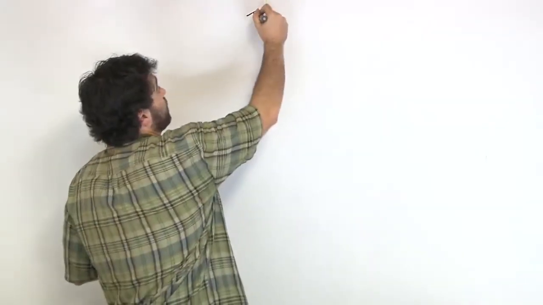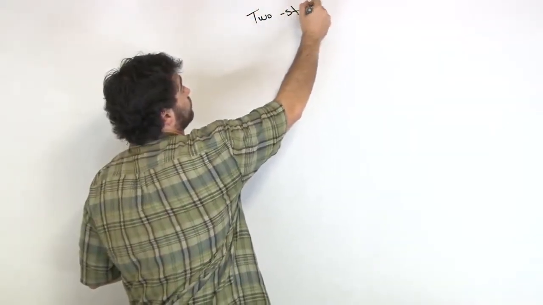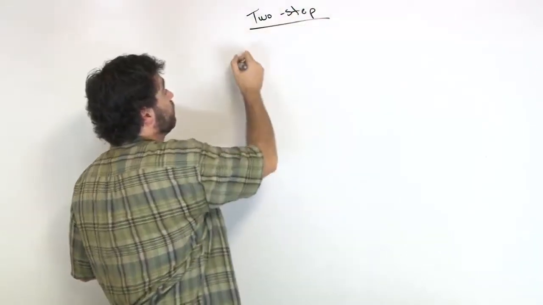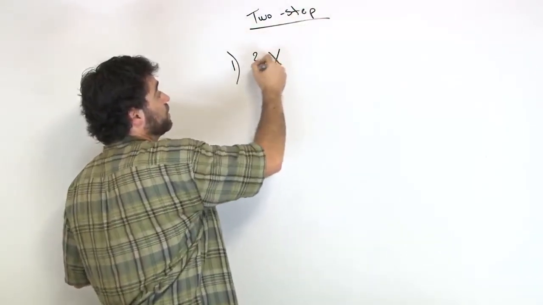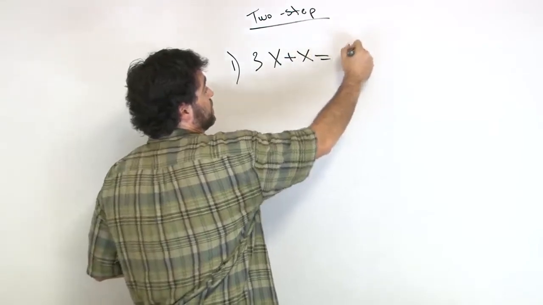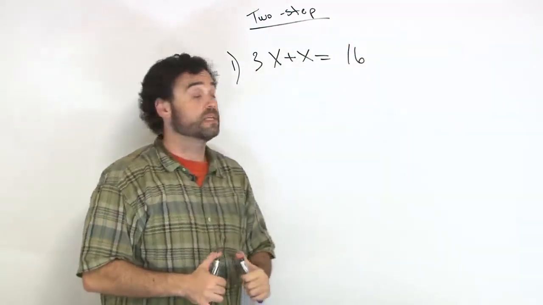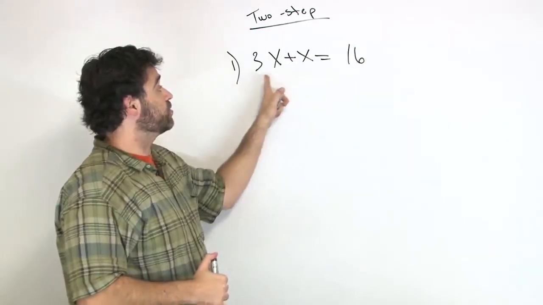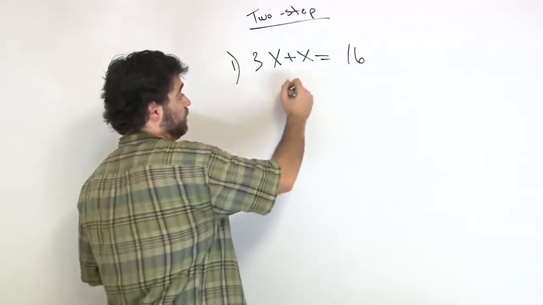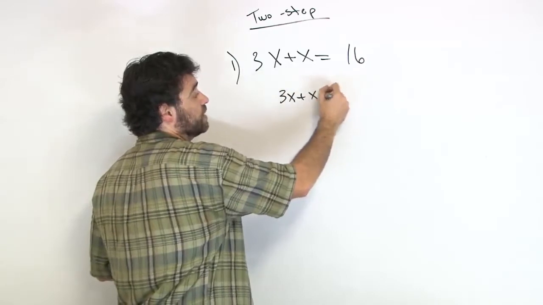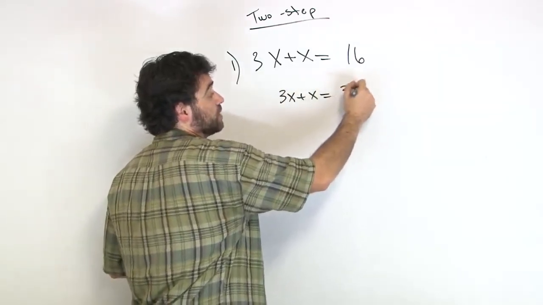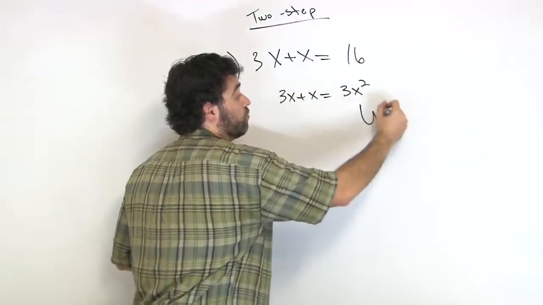So we're going to do two-step. And then what if we get something like this? 3x plus x is equal to 16. So we get 3x plus x is equal to 16. Now ask yourself, what is 3x plus x? If you said that 3x plus x is equal to 3x squared, you're wrong.